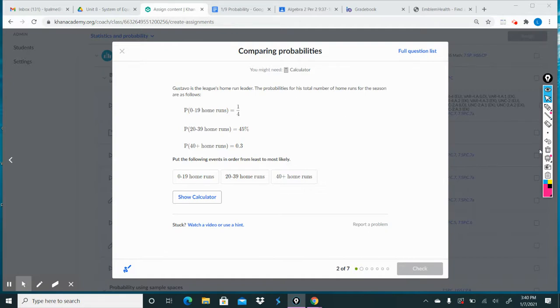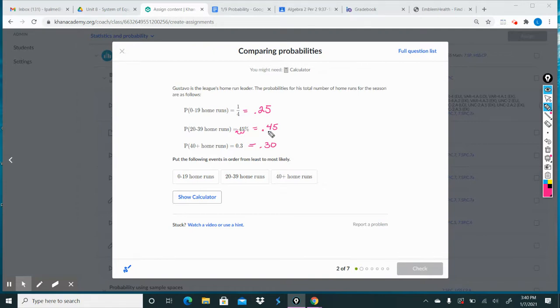Again, you want to make sure that all of these are put in some sort of form. Decimal form would probably be the best form for this. 1 divided by 4 ends up being 0.25. Changing our percent to a decimal, moving the decimal over 2 spaces, we get 0.45. And since we have 2 decimal places with the other one, we can add a 0 for the last one.